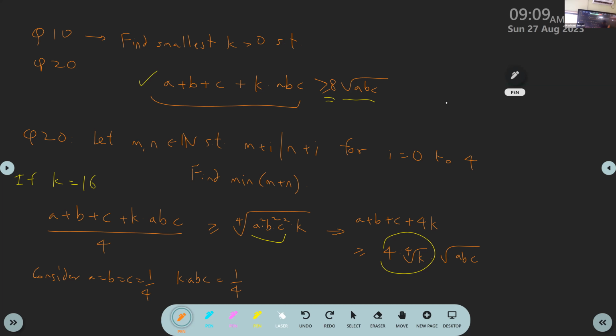So the LHS will become simply 3 by 4 plus k times 1 by 64, greater than or equal to 8 times 1 by 8, right? This is what we get. And if I rearrange this, what do you see? What do we get?